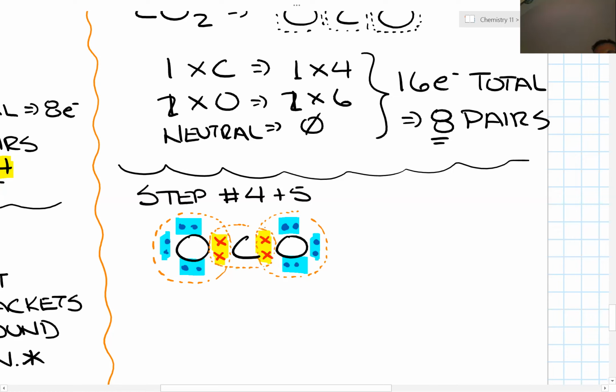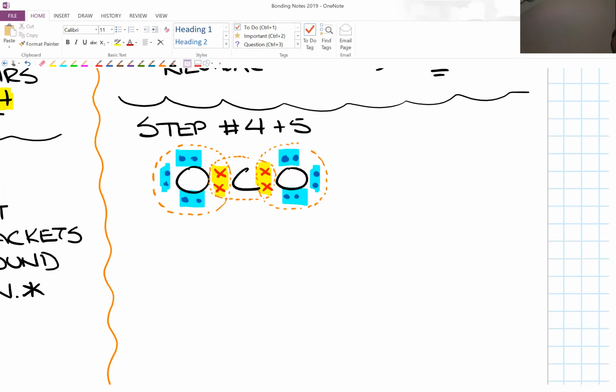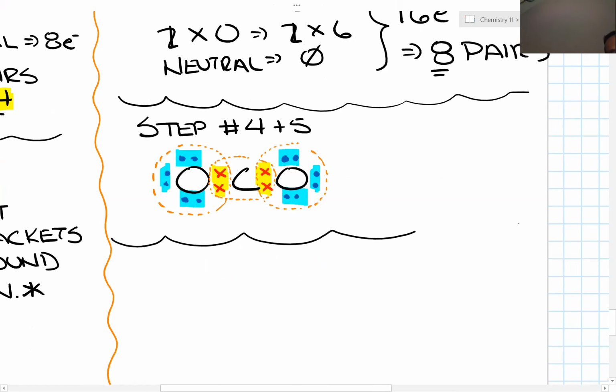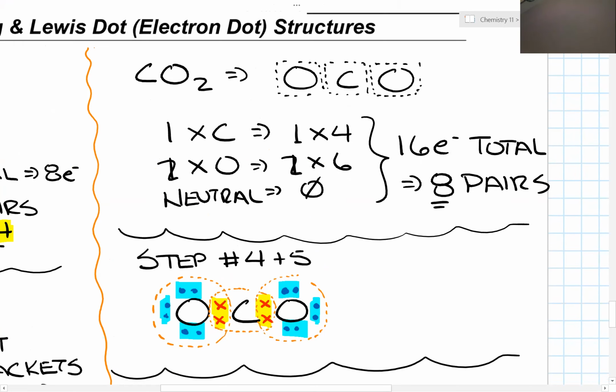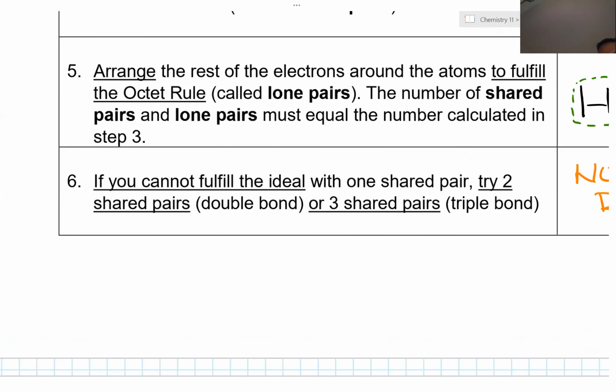Now, no matter what you do, you cannot fulfill an octet if you stop at step number 5. So what you need to do now for this one is you actually have to go to step 6. Step number 6. What is step 6? It says, if you cannot fulfill the octet with 1 shared pair, try 2 shared pairs or 3 shared pairs.